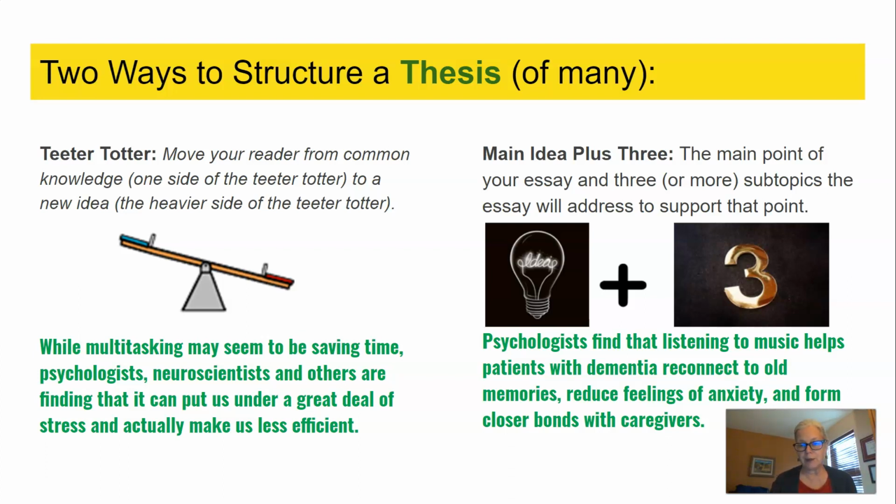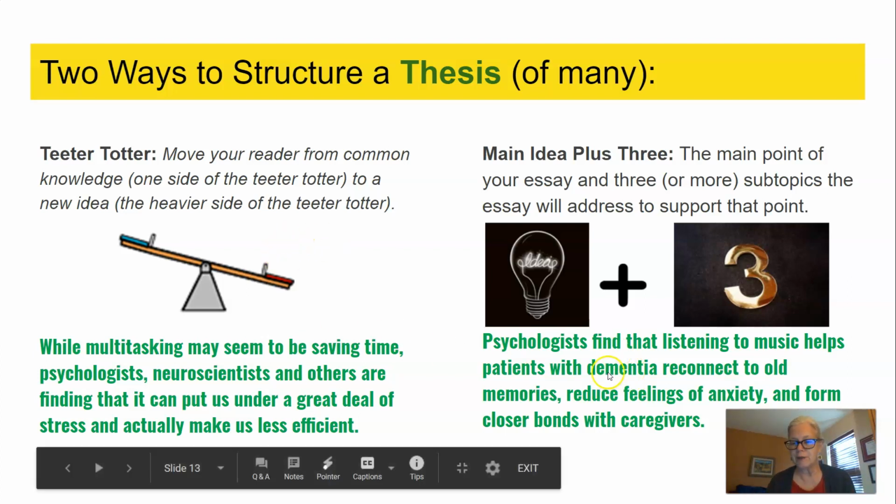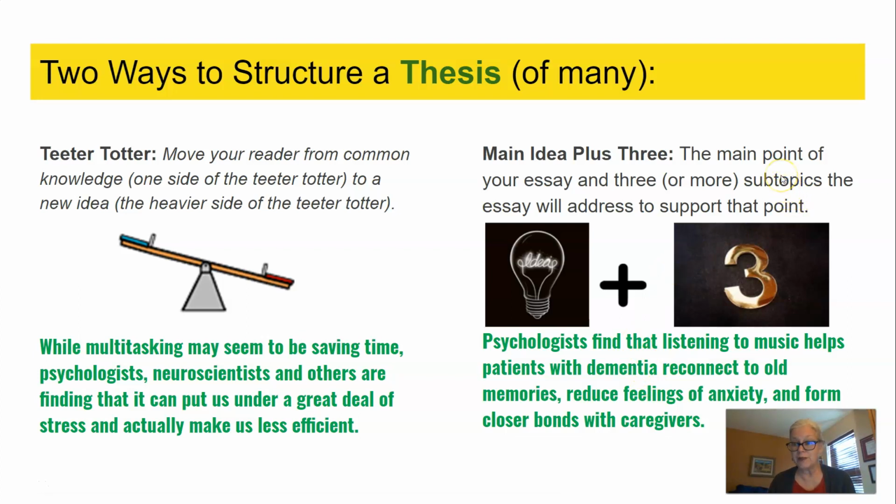You can also use the main idea plus 3, where you start with the main idea and support it with the subtopics in the order that you will present them in the body of the essay. Because of the way this thesis is laid out, we're going to know that the essay will tell us about how listening to music helps patients with dementia and how it does so in 1, 2, 3 ways. Each of those chunks will be presented in that order because the thesis said so. Just saying how cool a thesis can be and how helpful it can be to your writing.